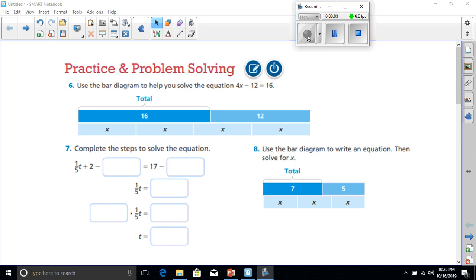Today we're going to be doing the practice and problem solving for solving two-step equations. Let's begin with number 6, which means I'm doing all the even ones tonight. Number 6 says use the bar diagram to help you solve 4x minus 12 equals 16.